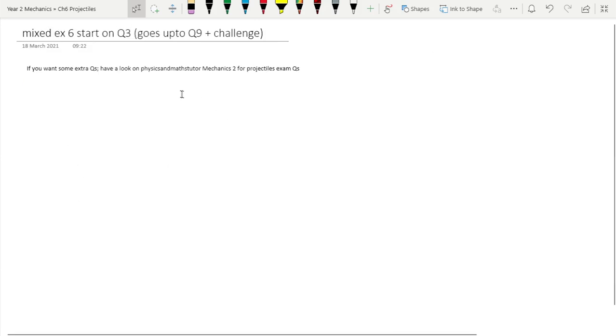Okay, so I'd advise you now have a go at probably mixed exercise 6, which is just the end of chapter questions on projectiles, and probably start at number 3, but you can pick and choose which ones you like. I'd also advise maybe having a look at some exam questions. If you look on Physics and Maths Tutor, there's plenty in there on projectiles, especially if you look in the Mechanics 2 section. Okay.